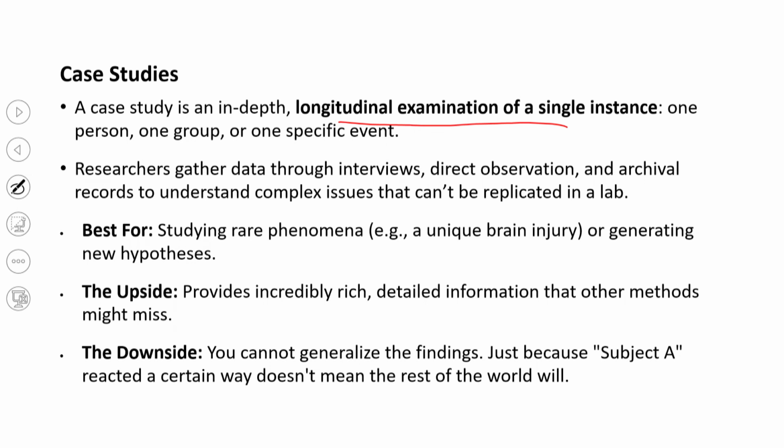Now, it could be a case study on one particular person, it could be one group of individuals or a society or a community, or it could be a specific event or organization, whatever it is. So, the unit could be different based on what you are aiming to do. The researcher gathers data through interviews, direct observation, archival records to understand complex issues that cannot be replicated in a lab, because you cannot do research in a laboratory with human beings all the time.